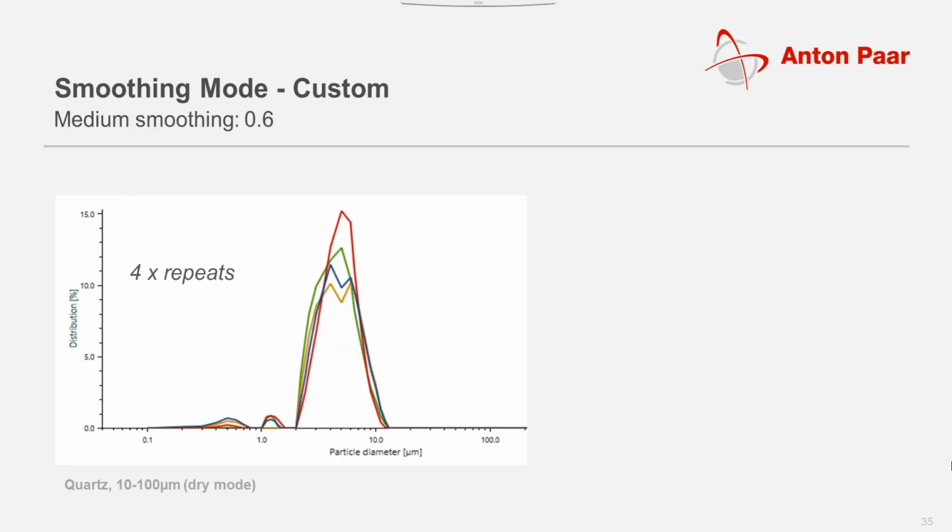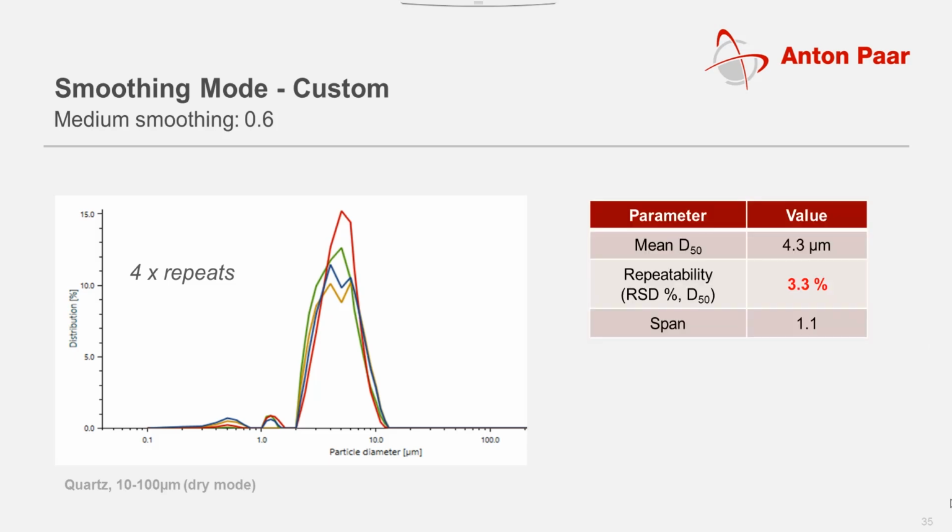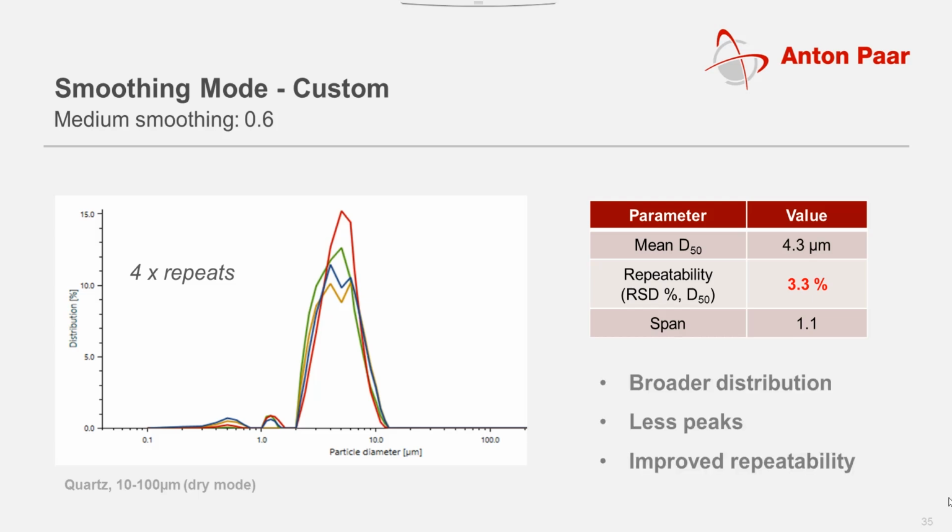So the same sample was measured with a medium smoothing value of 0.6. The measurement was again repeated 4 times. The repeatability for the D50 increases. In fact, the relative standard deviation decreases from 18% to 3.3%. What can be observed in the particle size distribution is that it becomes broader and there are fewer peaks.